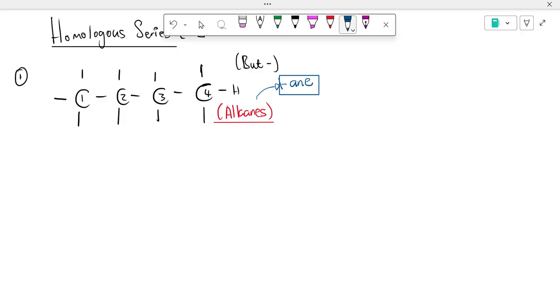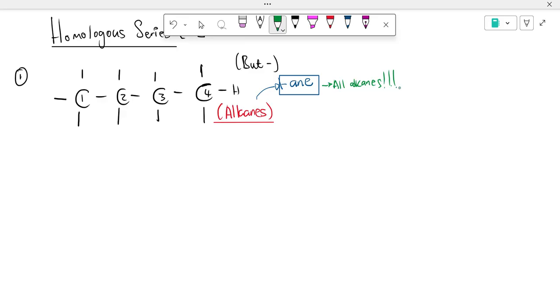That's a very important point. Let me repeat that. What helps me identify the type of prefix that I'm going to use? It's the number of carbons. What helps me identify the type of suffix that I'm going to have? It's the type of homologous series. So every compound that's an alkane has the suffix ane. This applies to all alkanes.